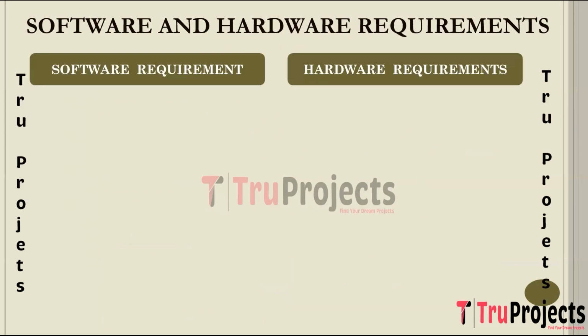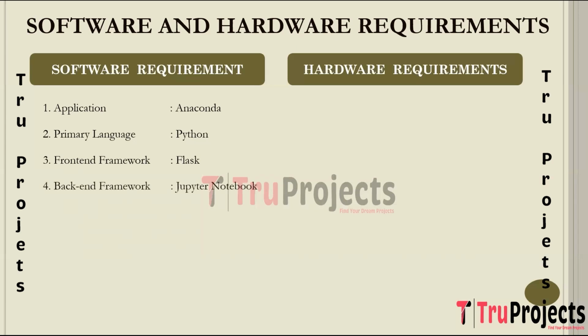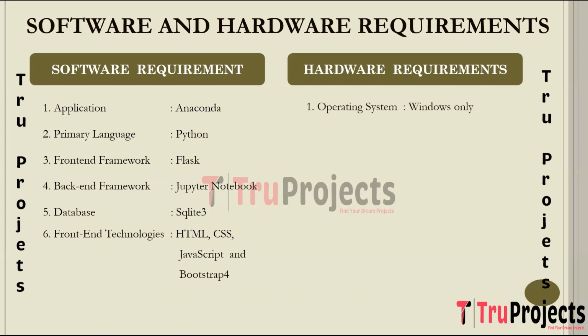To implement the project, we need software and hardware requirements. Coming to software requirements, we need Anaconda, primary language of Python, front-end framework of Flask, back-end framework of Jupyter Notebook, database of SQLite 3, front-end technologies of HTML, CSS, JavaScript, and Bootstrap 4. And the hardware requirements are operating system of Windows, processor of i5 and above, RAM of 8 GB and above, and hard disk of 25 GB and above.